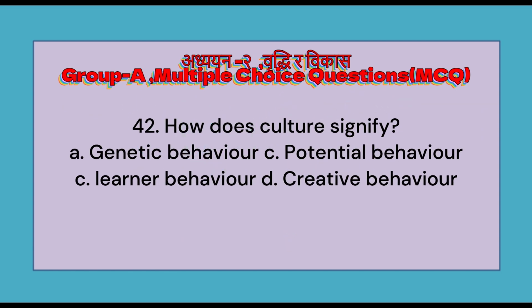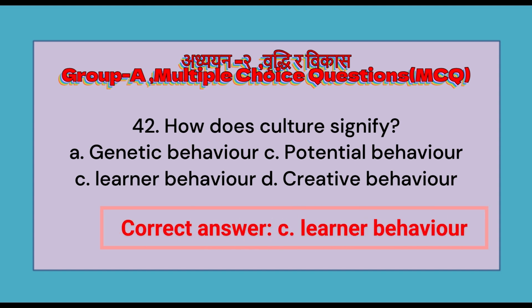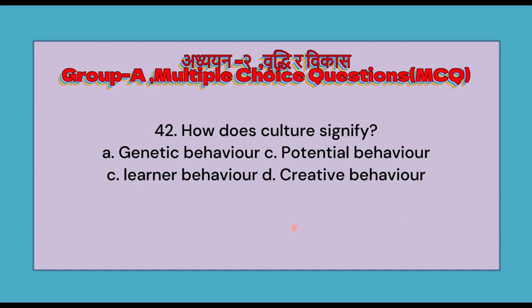42. How does culture signify? A. Genetic behavior. B. Potential behavior. C. Learned behavior. D. Creative behavior. Correct answer: C. Learned behavior.